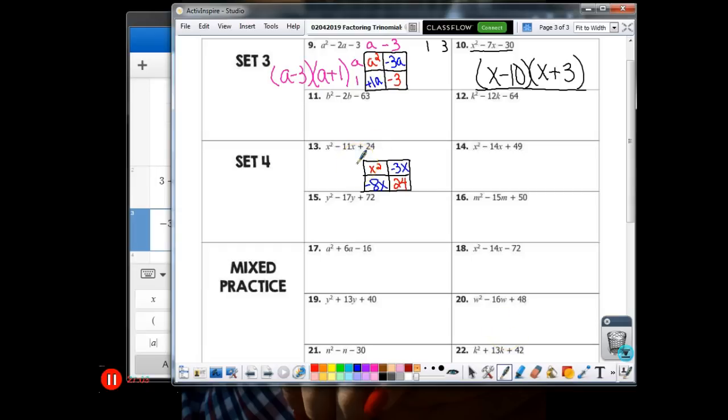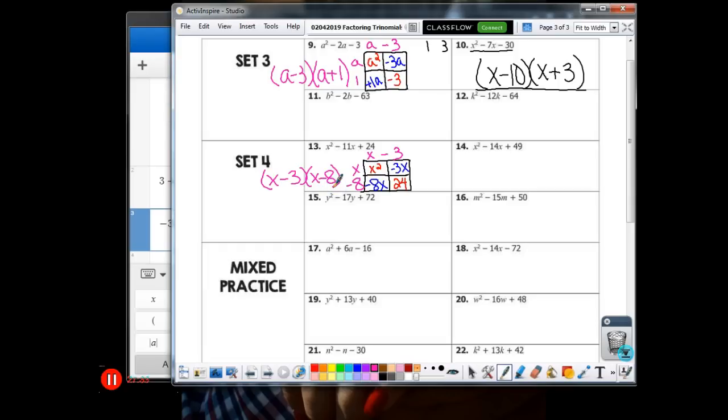Okay, so then we go back to it. X, what times what gives me x squared? X times x, right? And then what times x gives me negative 3x? Negative 3. And then what times x gives me negative 8x? Negative 8. And negative 8 times negative 3 is positive 24. So, real quick, this would be x minus 3 times x minus 8.